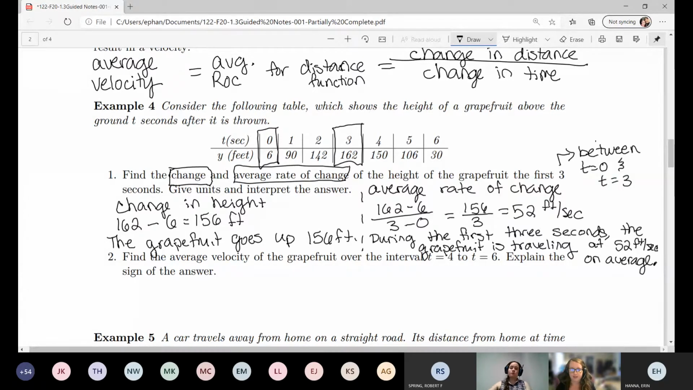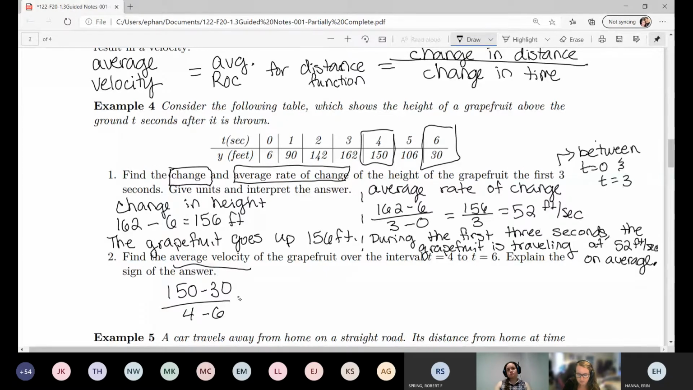All right, part 2, find the average velocity. So same idea, just different words. We're still finding the average rate of change of the grapefruit over the interval t equals 4 to t equals 6, and explain the sign of the answer. So now we're using 2 different data points, 4 and 6, but still average rate of change, same idea, change in y over change in x. So 150 minus 30 over 4 minus 6. Sorry, the negative's going to be in the denominator. 120 over negative 2. So negative 60 feet per second.